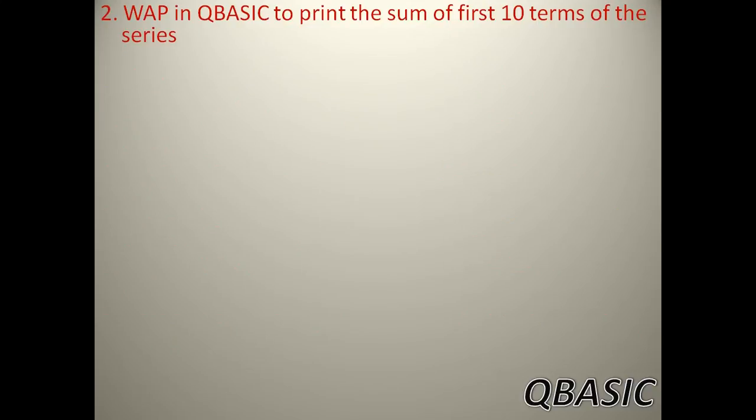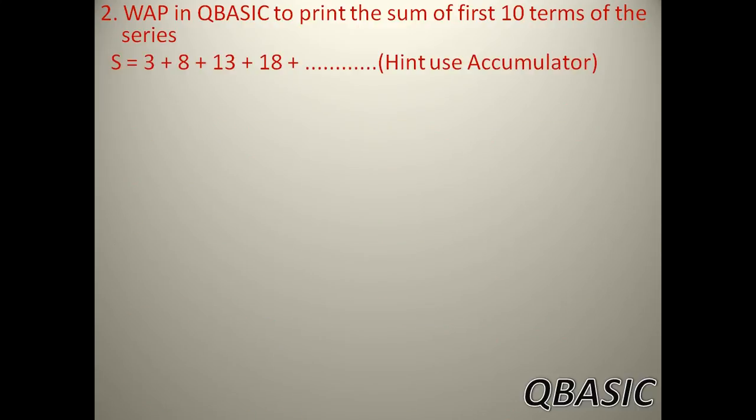Program number 2. Write a program in QBasic to print the sum of the first 10 terms of the series. Look at the series: S = 3 + 8 + 13 + 18 up to 10 terms. Hint: using an accumulator. You need to add 10 terms, which means the counter needs to work 10 times, so the counter value will be 10.